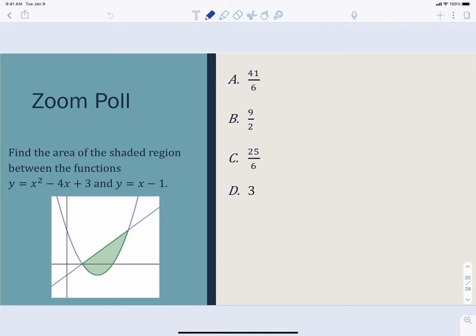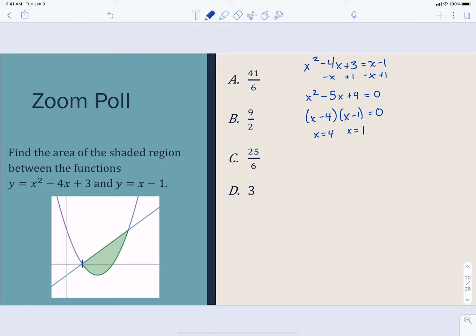There's a couple things we need to figure out beforehand. We need to figure out where these two functions intersect because that's going to give us our limits of integration. So we're going to take these two functions, set them equal, and we're going to get x squared minus 5x plus 4 is equal to 0. This gives us a quadratic that is factorable, and we get x is equal to 4 and x is equal to 1. So that's telling us that there is a 1 and that there is a 4.